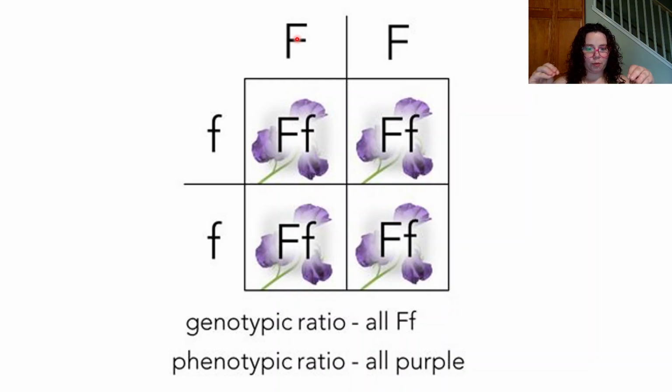So genotypic ratio is what the letters are. So 100% of these flowers are heterozygous. The phenotypic ratio would be 100% of these flowers are purple.